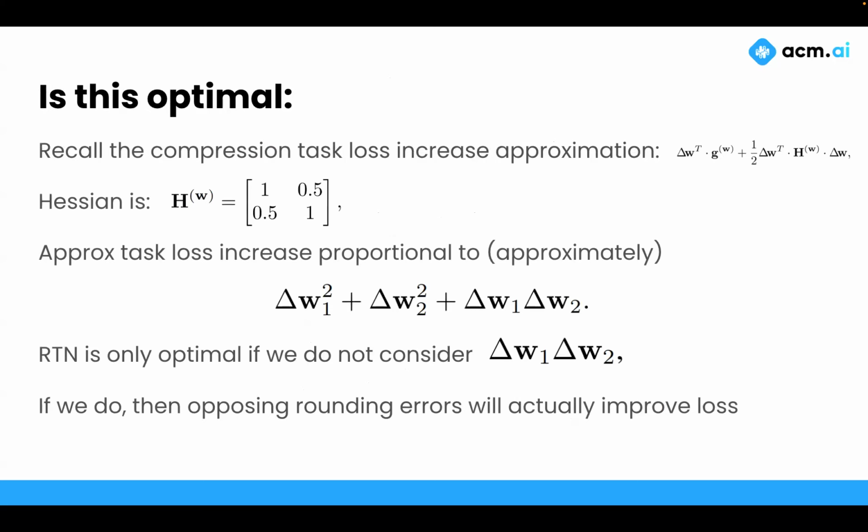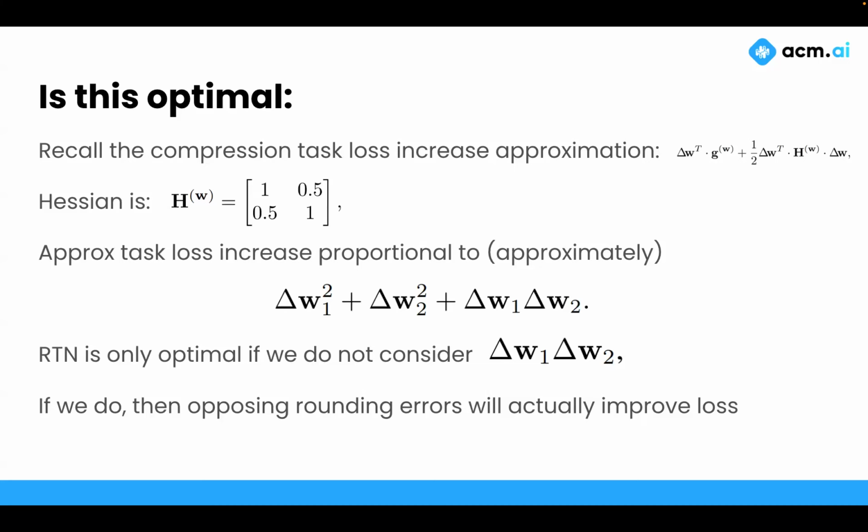Round to the nearest is possible if we ignore the off diagonal aspects. So if we ignore this term. However, if we do actually consider that, we can improve on this. For example, you can see that if we just change the signs of the rounding errors, we can reduce the task loss significantly, since this term will now become negative. So we're subtracting from it.